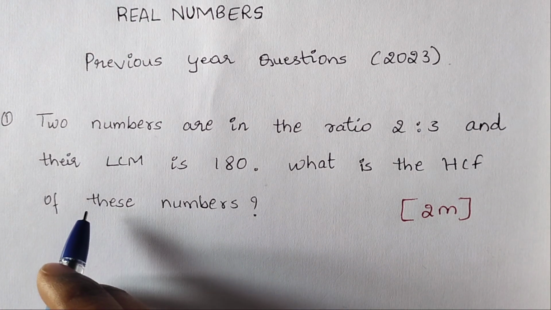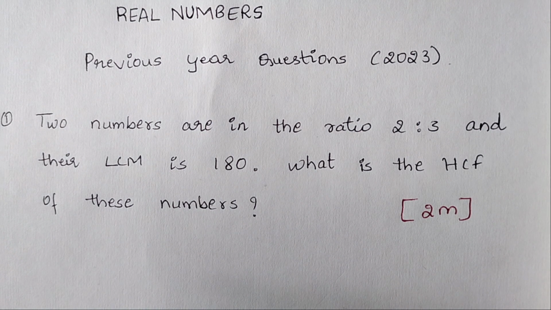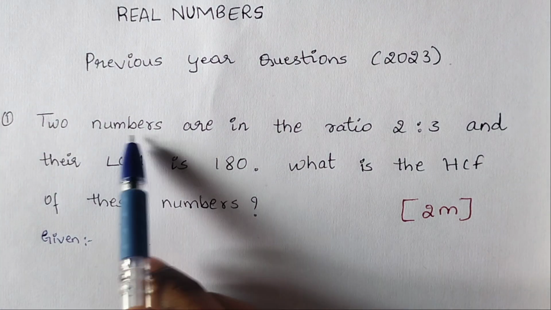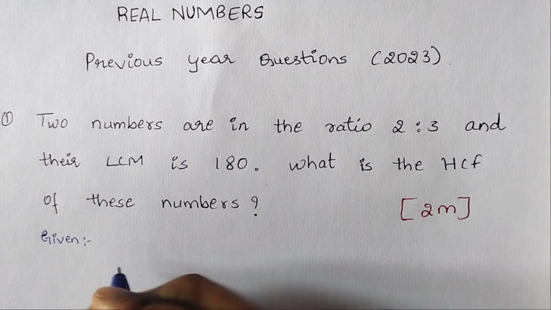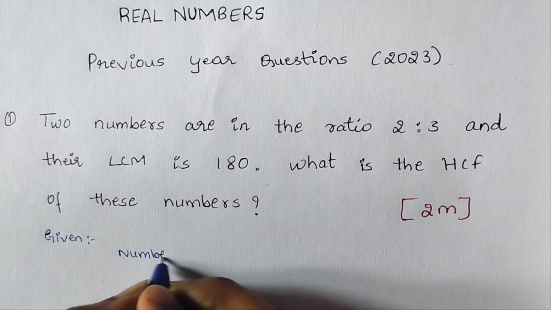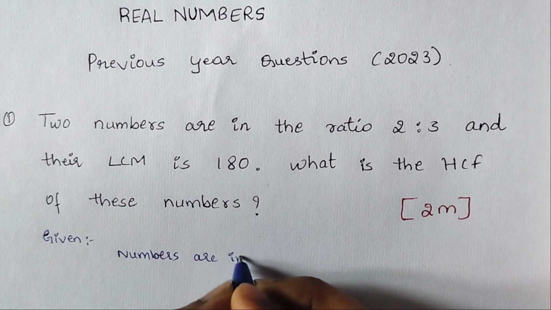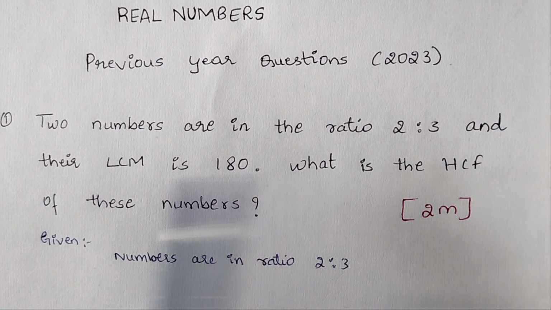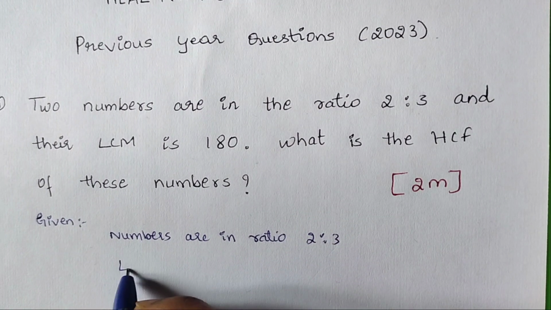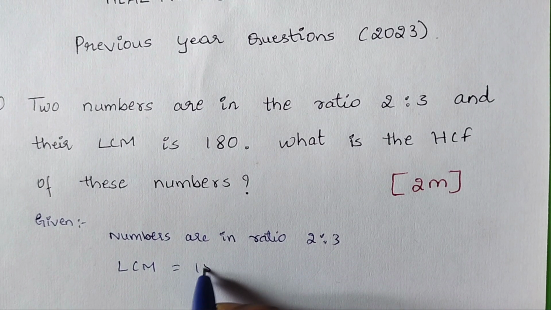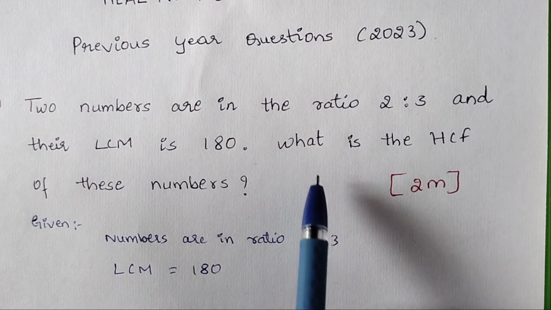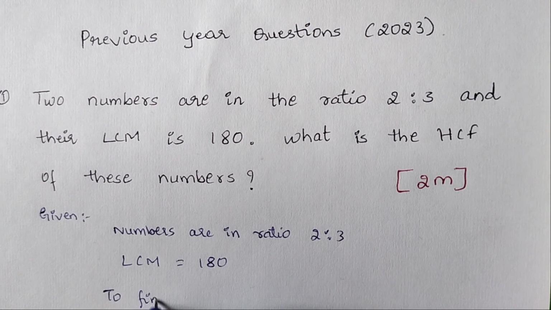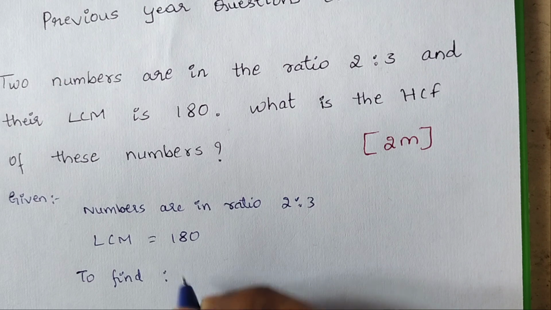Whenever a question is given, first we have to record what is given in the question. Given is: two numbers are in the ratio 2:3 and their LCM is 180. So LCM is equal to 180. They're asking us to find the HCF of these numbers.